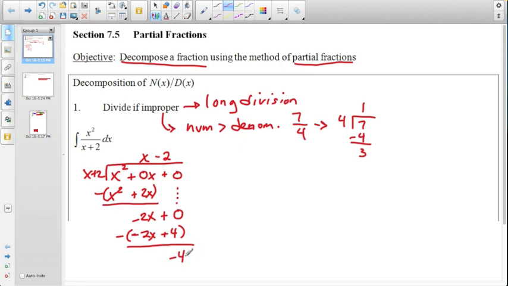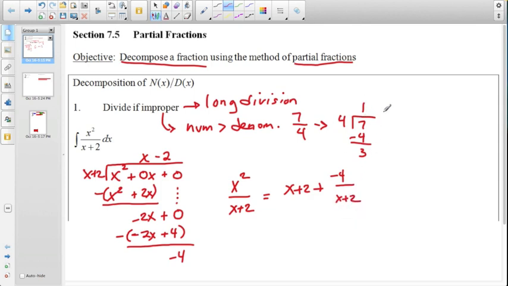And at this point, we have a lower power of x. We have x to the 0 here than we do here. So what we have is x plus 2 goes into x squared, x minus 2 times, with a remainder of 4. Just like 4 goes into 7 one time with a remainder of 3. So we can write then that x squared over x plus 2 really equals x minus 2 plus the remainder, which is 4 over x plus 2.